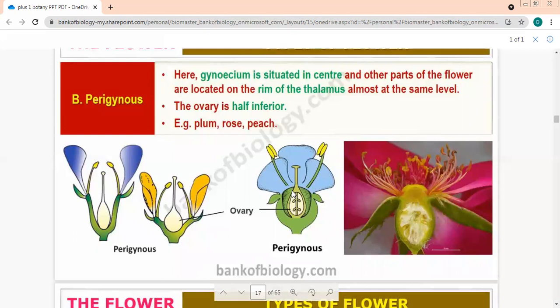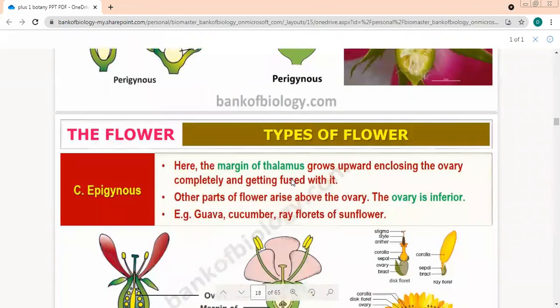Look at this, beta, this is the ovary over here. Okay, everything is around it. Half inferior. Epigynous flowers.